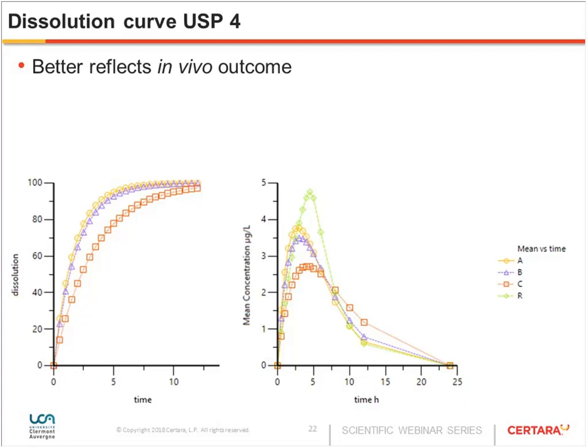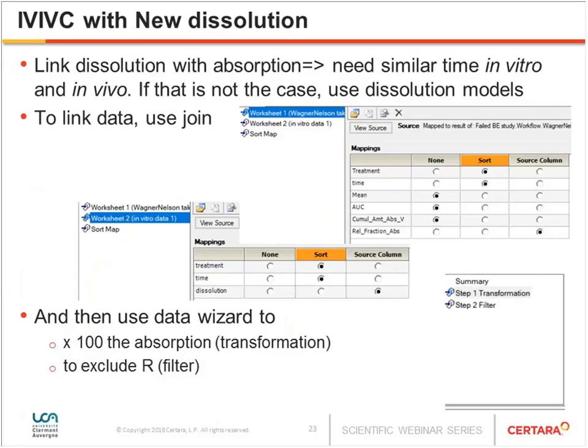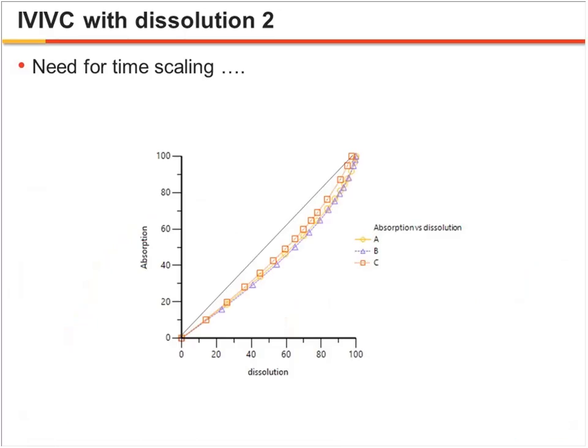The next step now, using this new dissolution method, is going to try to link together this new dissolution data with the in vivo data to set up an IVIVC. So I start again with a join, and using the join, I'm going to use the link between the Wagner Nelson results and the in vitro dissolution method, and I am going to see if I have, as before, a good correlation. What do I observe? I observe something like this.